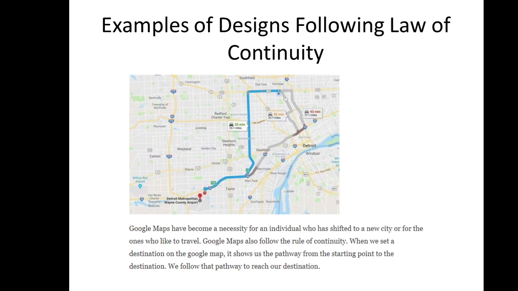Here's another example, the Google Map. Google Maps have become a necessity for an individual who has shifted to a new city or for the ones who like to travel. Google Maps also follow the rule of continuity. When we set a destination on Google Maps, it shows us the pathway from the starting point to the destination. We follow that pathway to reach our destination.